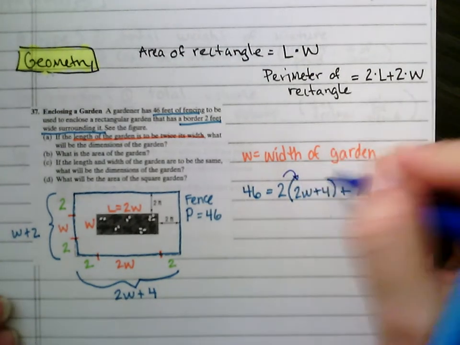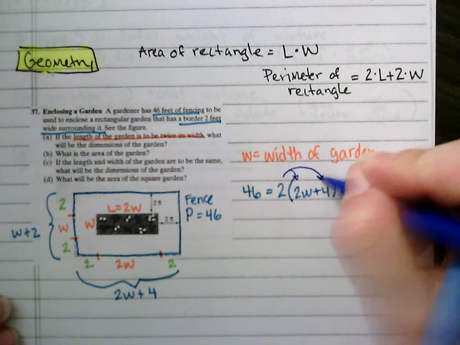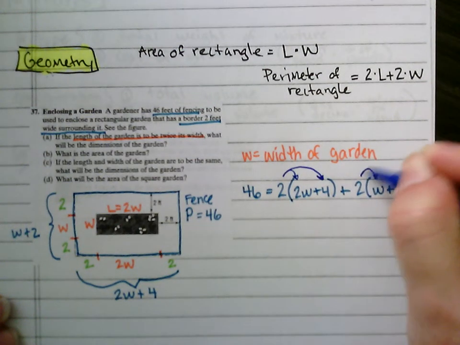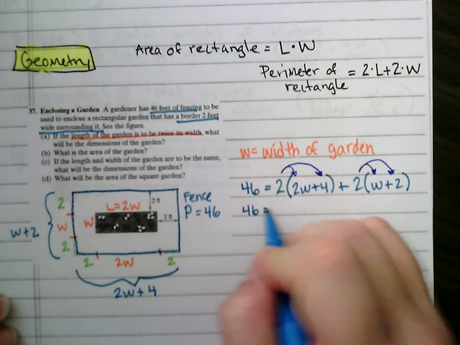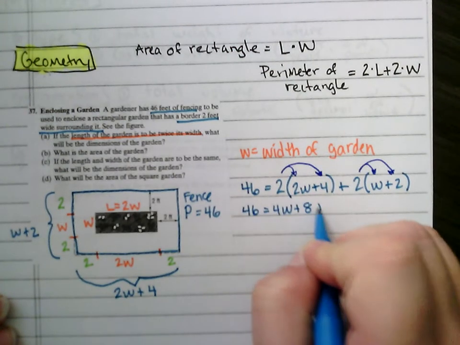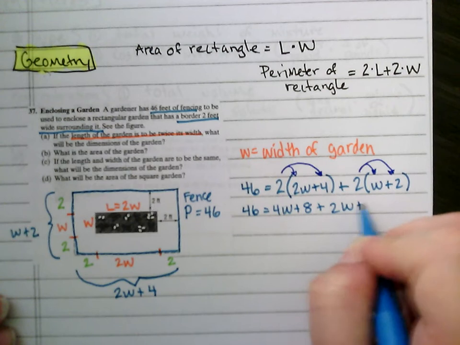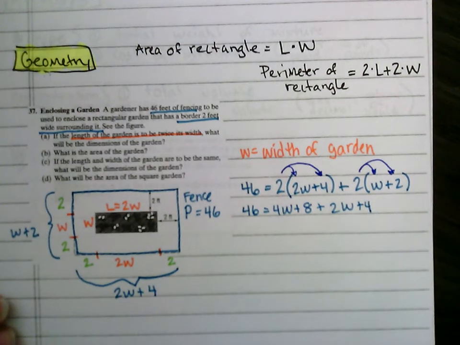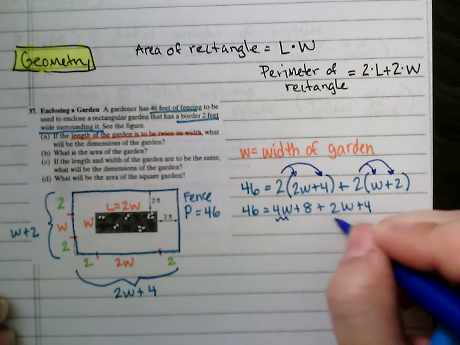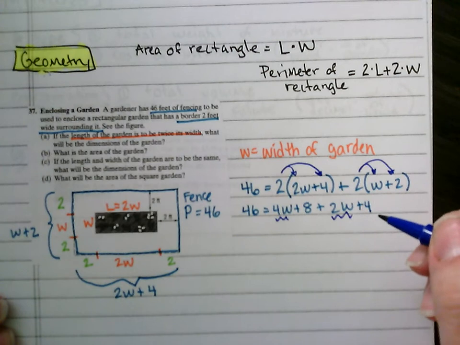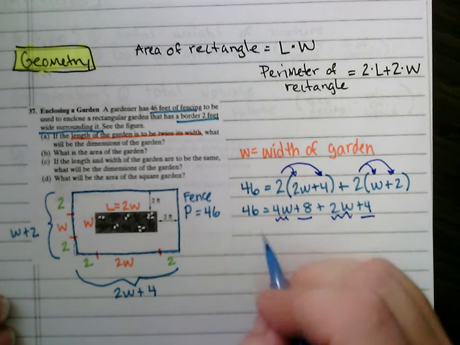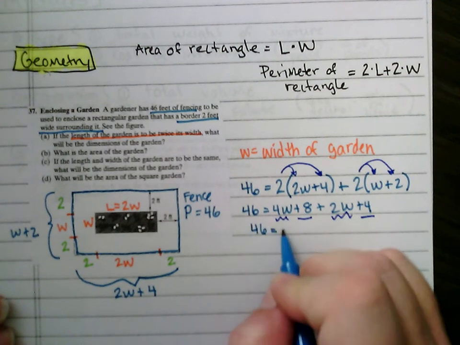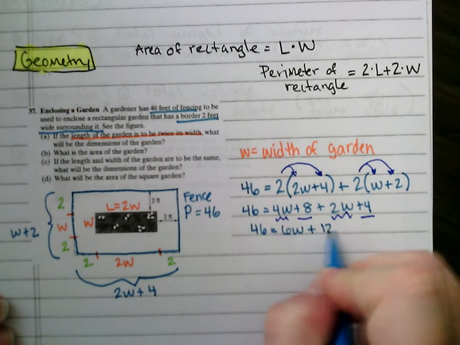We'll go ahead and distribute the 2 here and the 2 here. So now we've got 46 equals 4W plus 8, and then 2W plus 4. Combine our like terms. So we've got 4W and 2W, and then 8 and 4. So 46 would equal 6W plus 12.